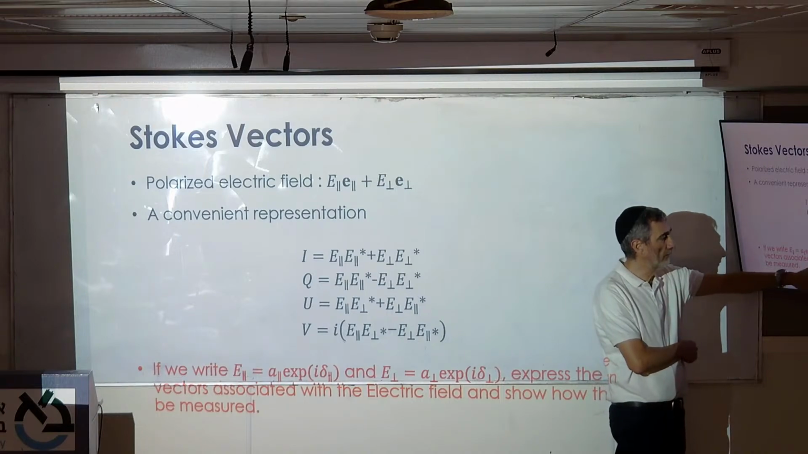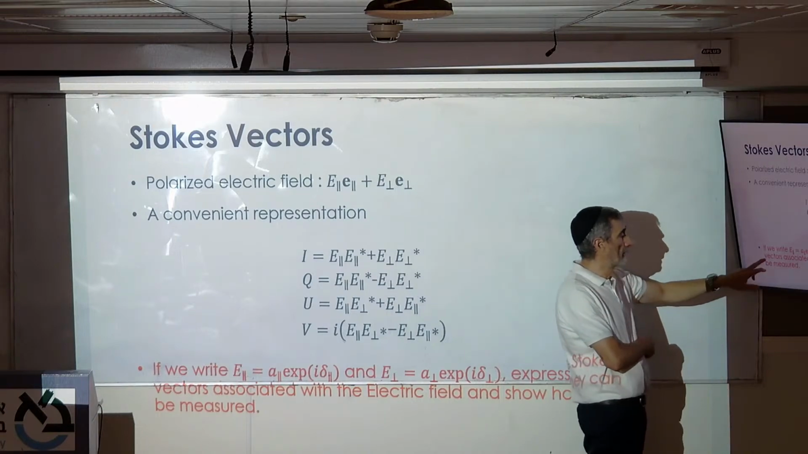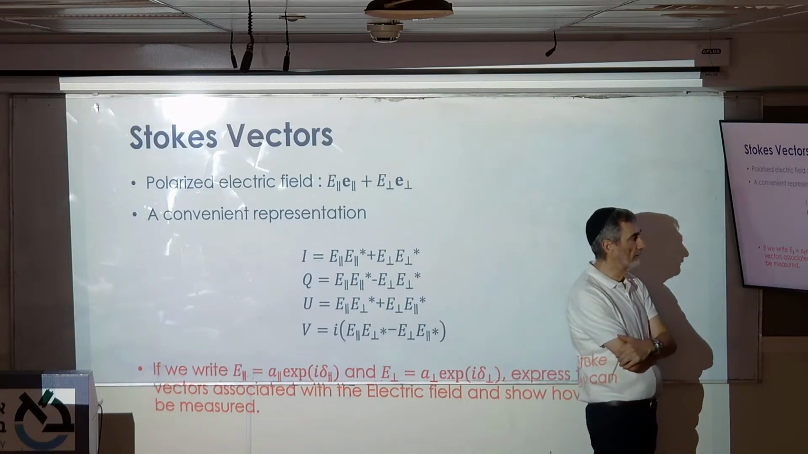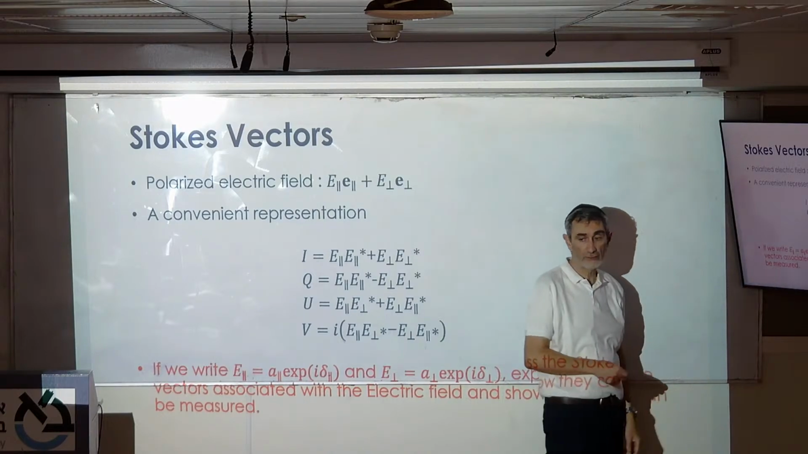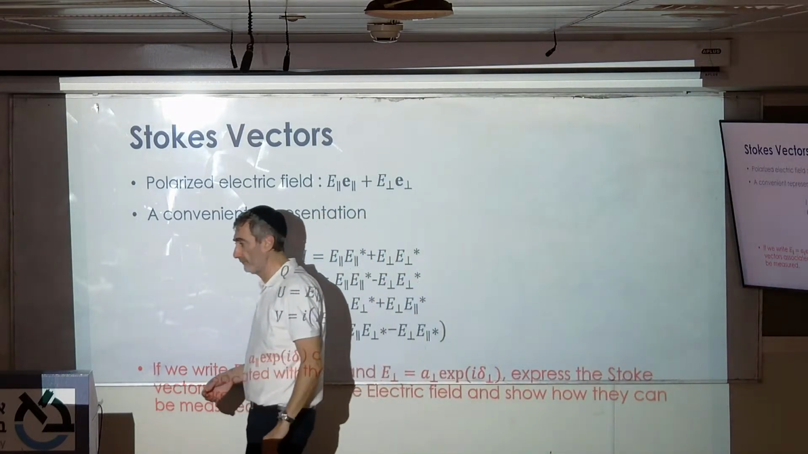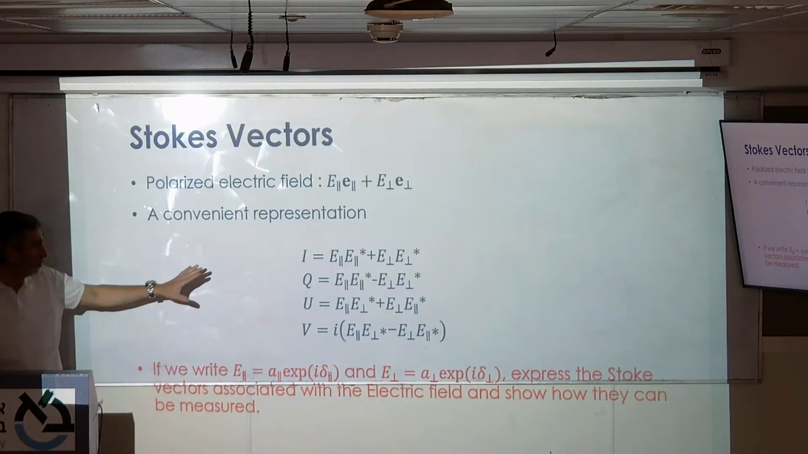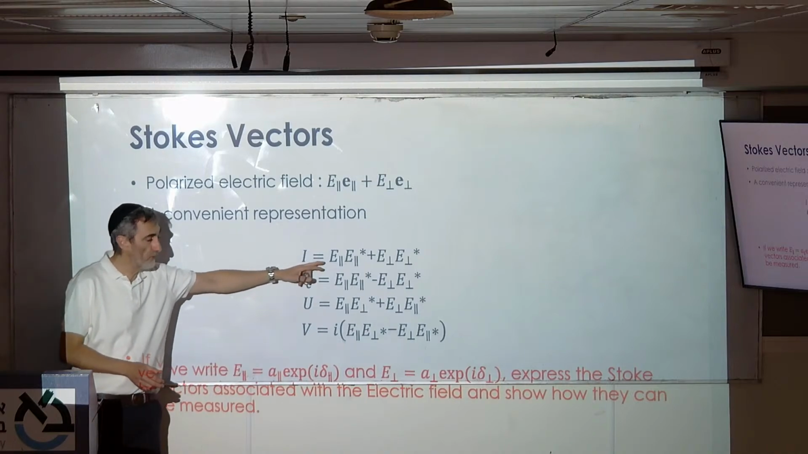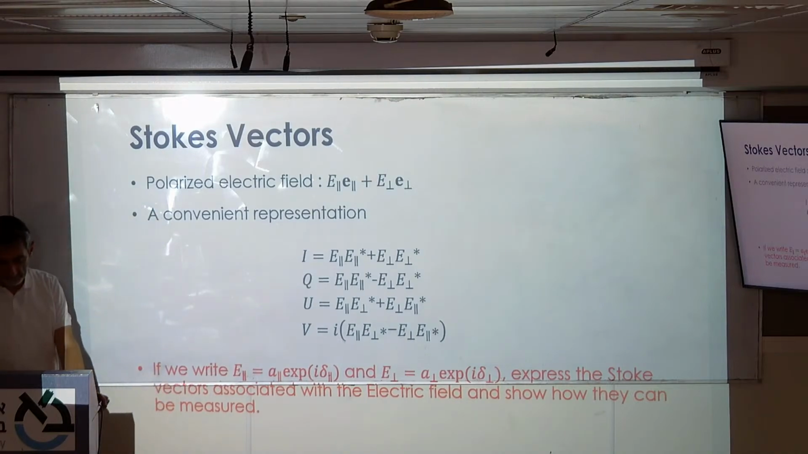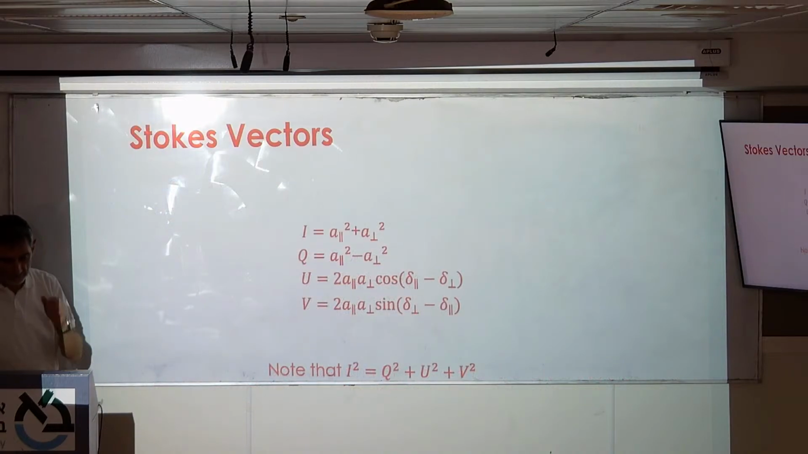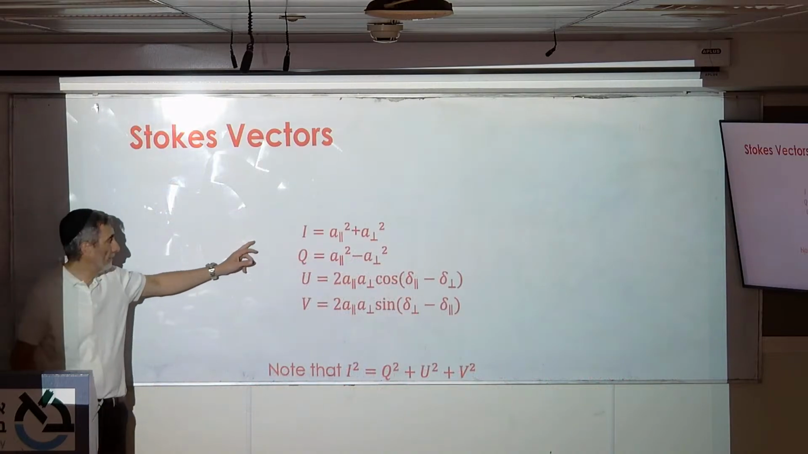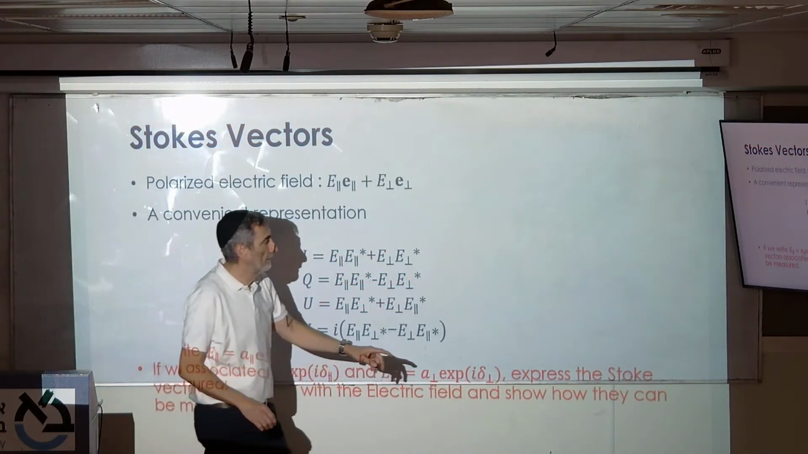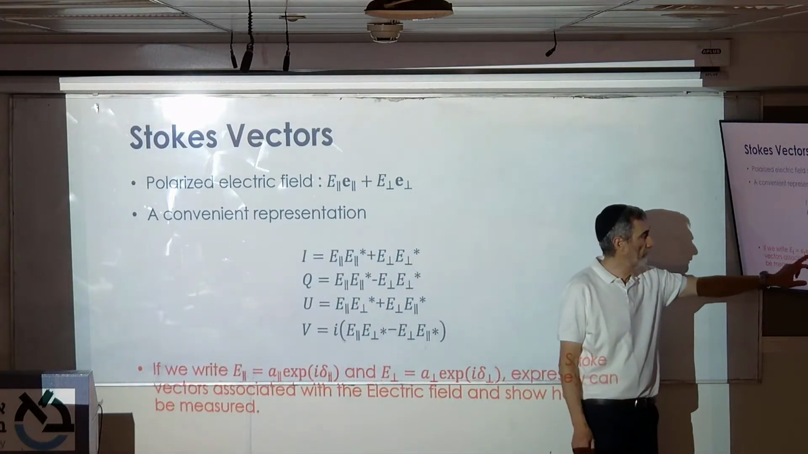So I show you here. I'm using this notation here. A parallel, that's the amplitude and the phase, amplitude and phase here. I pass the calculation, but if you do that, you can find that I is the sum of A parallel square plus A orthogonal square. Q is the difference. U is twice A parallel A orthogonal times the cosine of the difference of the phases. And V is the sine of the difference of the phases.